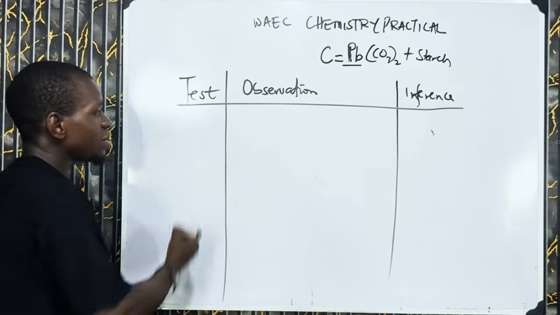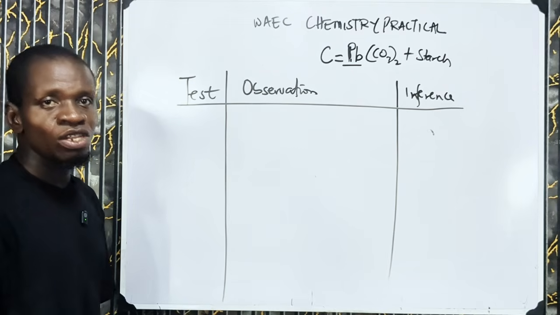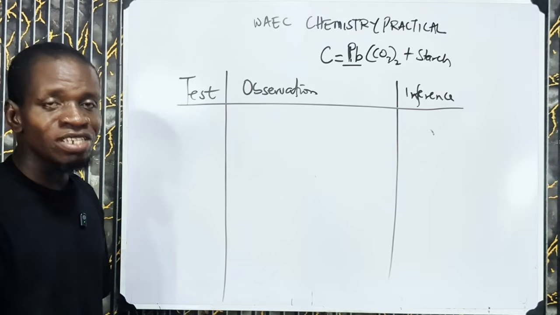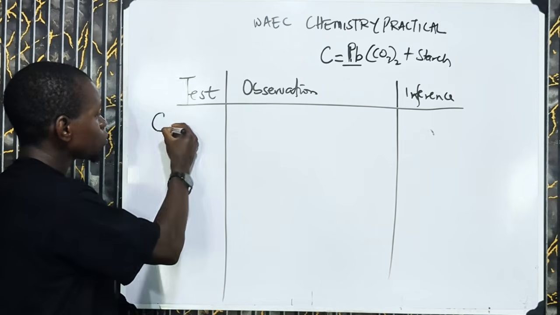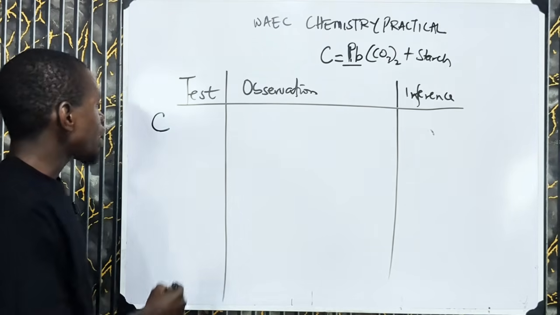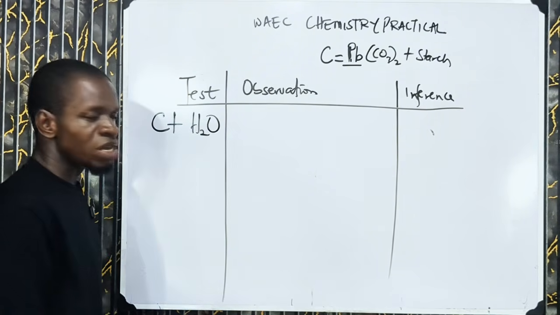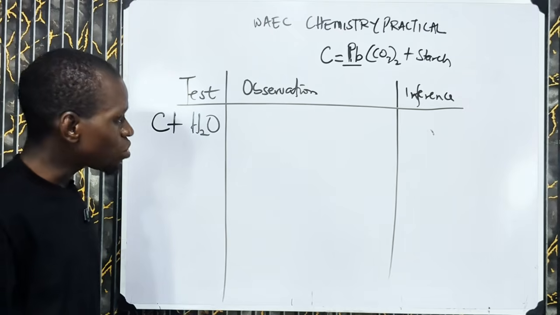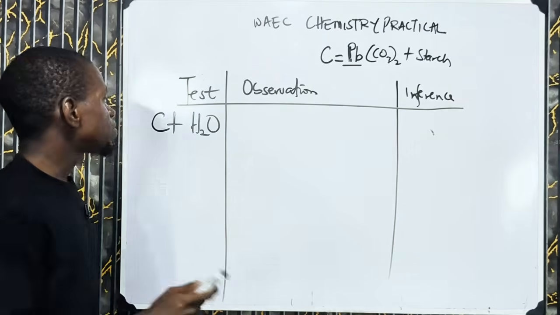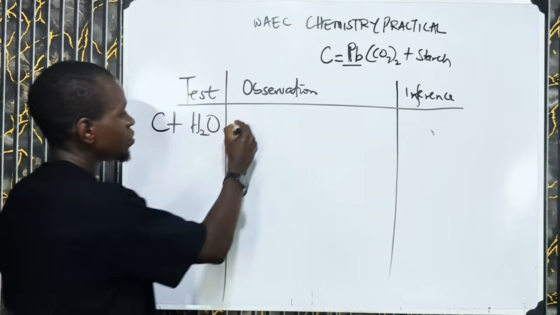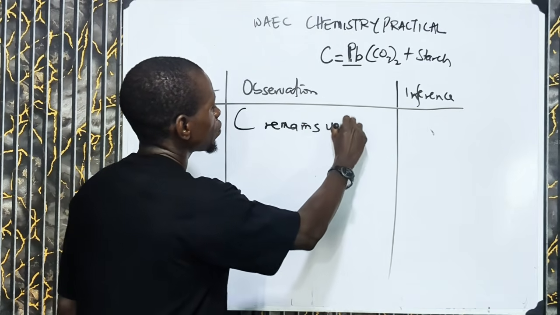You are given a sample C, and the color of the sample that is given to you is white. Now, assuming you are asked to add water to it, whether they say water or distilled water, what is going to be your observation? What observation are you expected to write? Now I'll tell you. The observation you're going to write is: C remains undissolved.